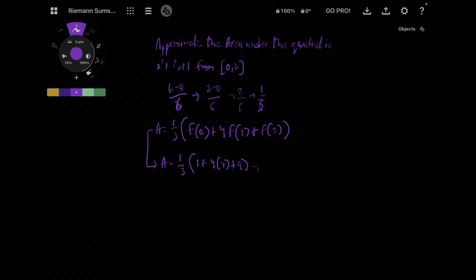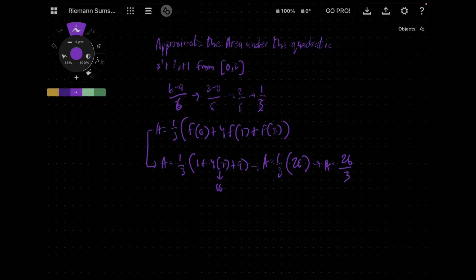So now that we have everything plugged in, we can get to doing the arithmetic. So this becomes 16, 9 plus 1 is 10, so 10 plus 16 is 26. So the area is equal to 26 divided by 3. Now using integration, we can also verify this fact, and for those who know integration, I encourage you to try it on your own. You'll find that the area is also 26 divided by 3. This concludes our example for the usage of the simple form of the Simpson's 1/3 rule.